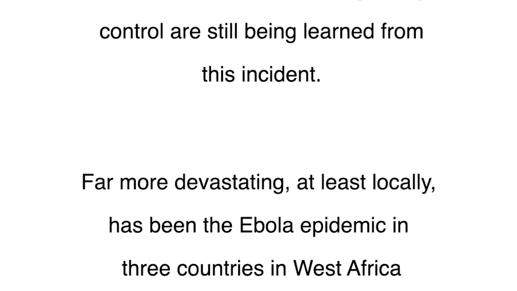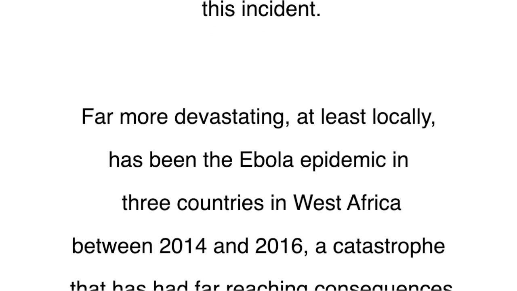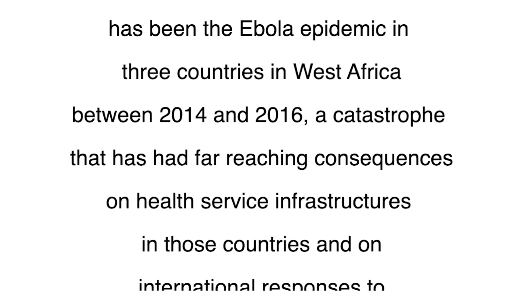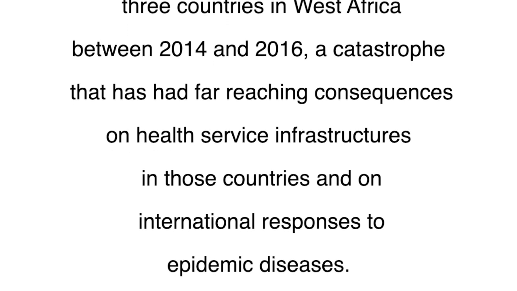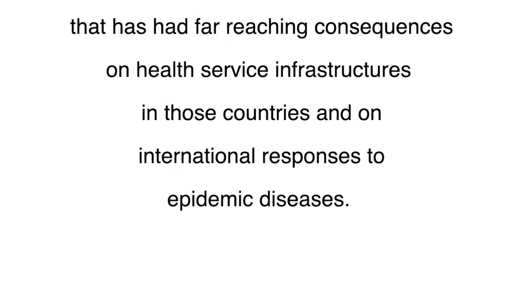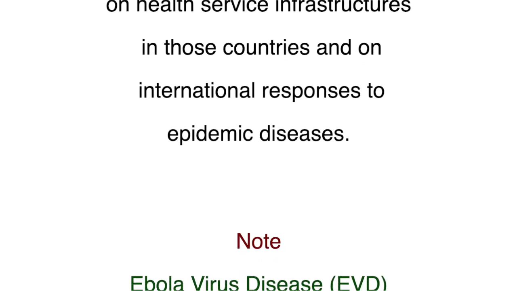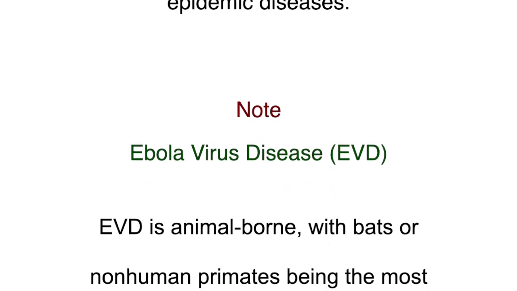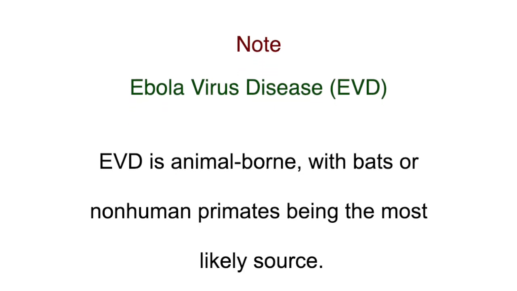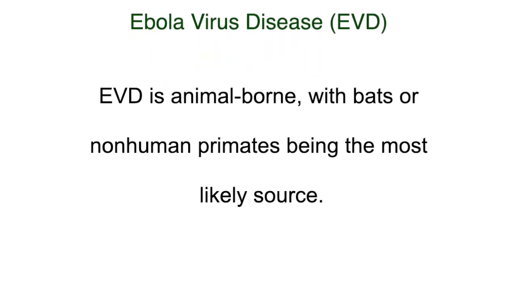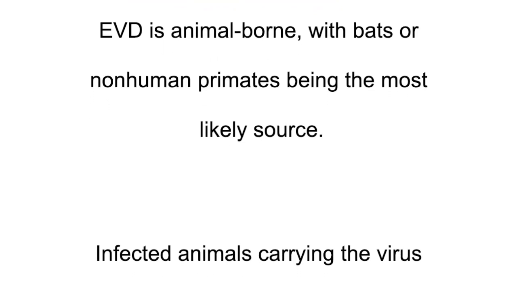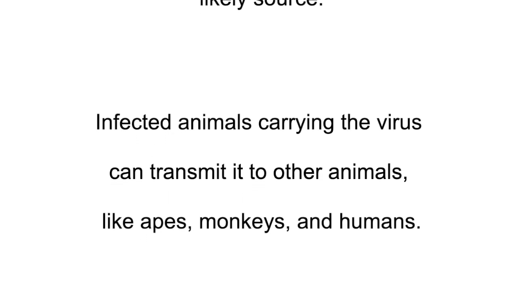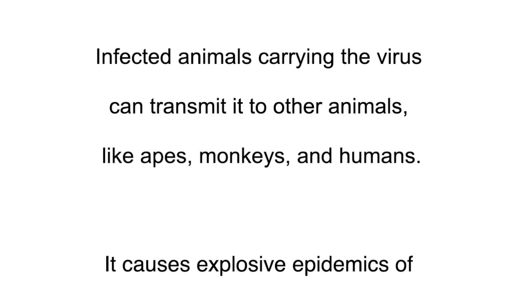Far more devastating, at least locally, has been the Ebola epidemic in three countries in West Africa between 2014 and 2016, a catastrophe that has had far reaching consequences on health service infrastructure in those countries and on international responses to epidemic disease. Note: Ebola virus disease (EVD) is animal borne, with bats or non-human primates being the most likely source. Infected animals carrying the virus can transmit it to other animals like apes, monkeys, and humans.